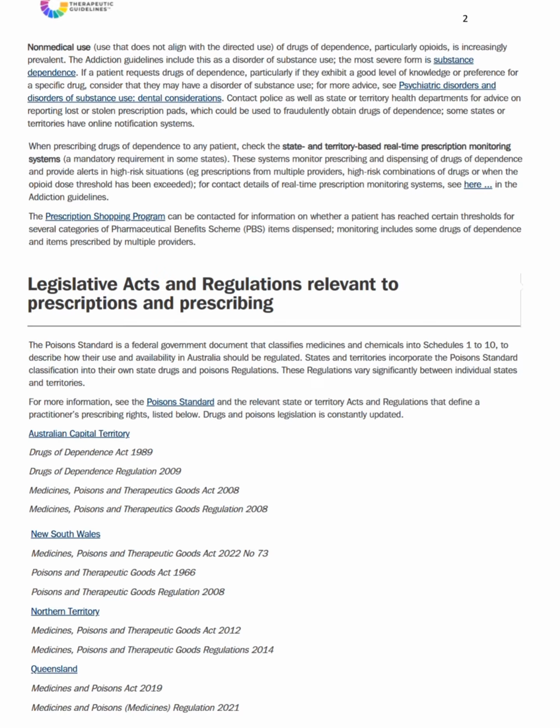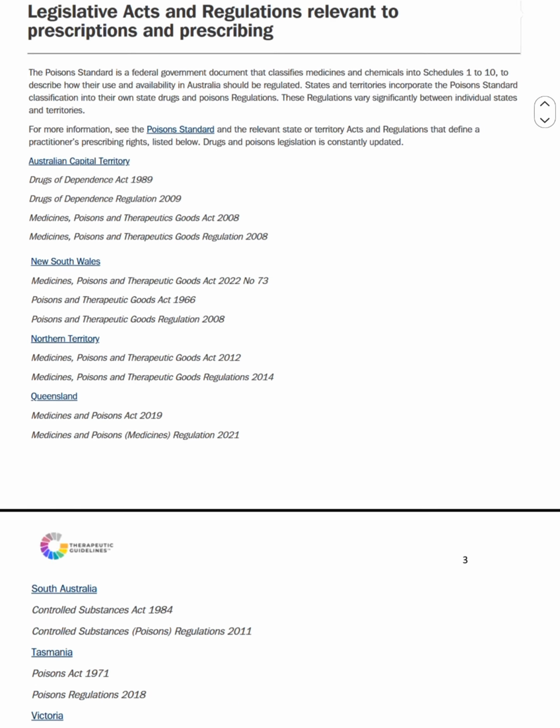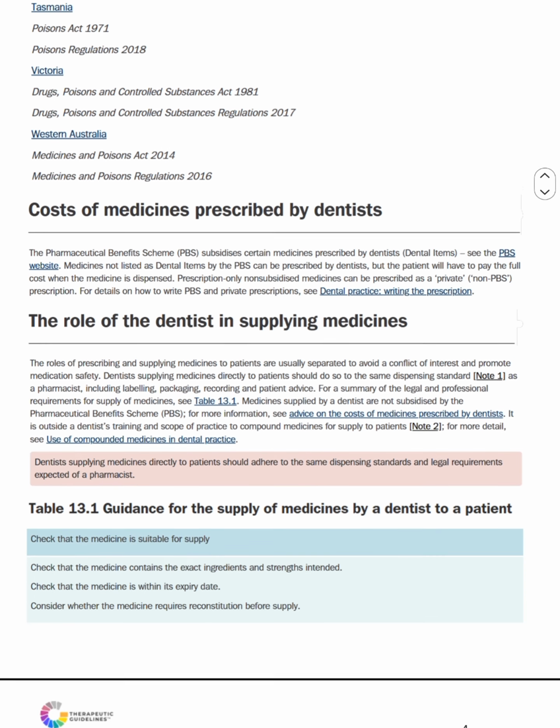Okay, now the legislative acts and regulations relevant to prescription and prescribing, they have given different states and what the acts are in different states. This is not important from an exam point of view.